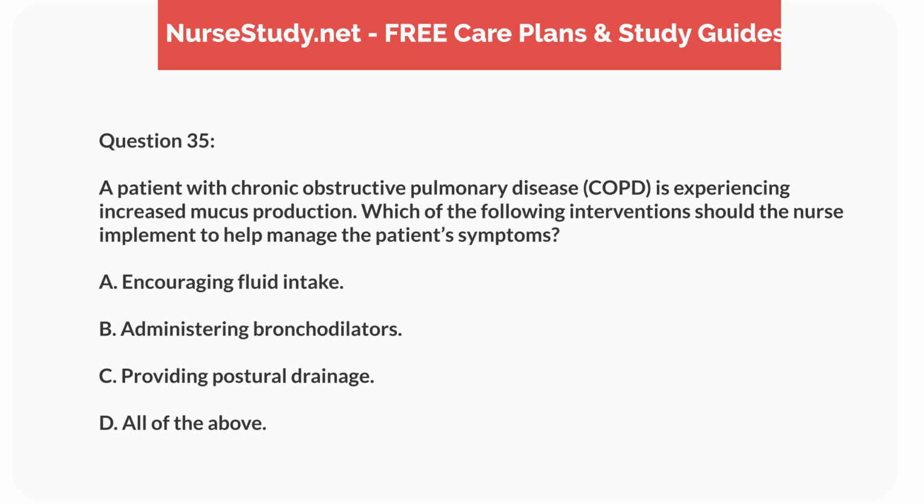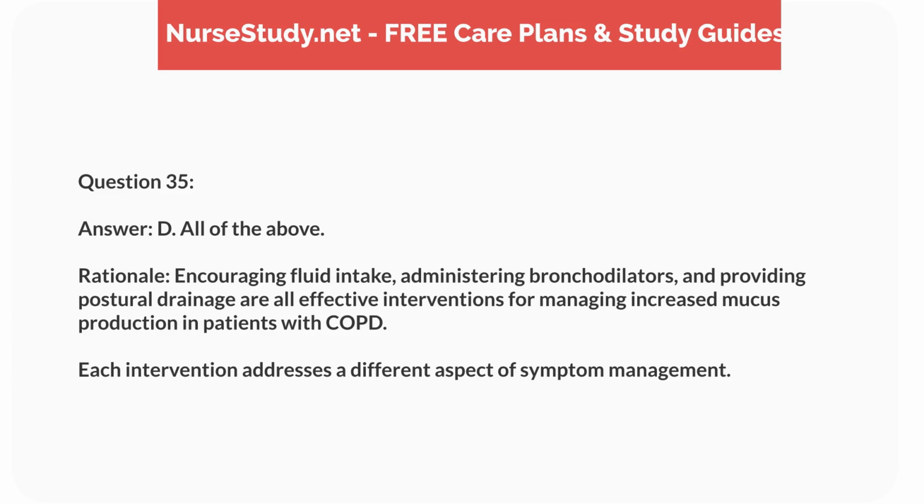Question 35. A patient with chronic obstructive pulmonary disease, COPD, is experiencing increased mucus production. Which of the following interventions should the nurse implement to help manage the patient's symptoms? A. Encouraging fluid intake. B. Administering bronchodilators. C. Providing postural drainage. D. All of the above. Answer: D. All of the above.